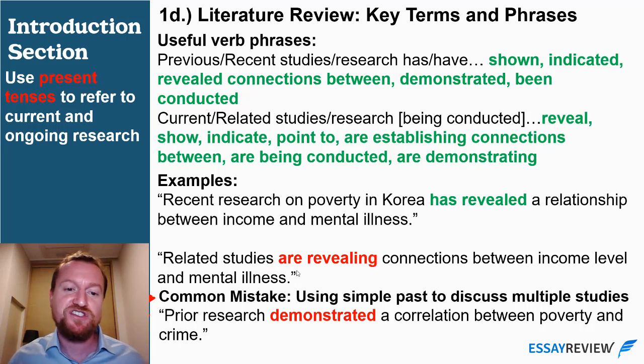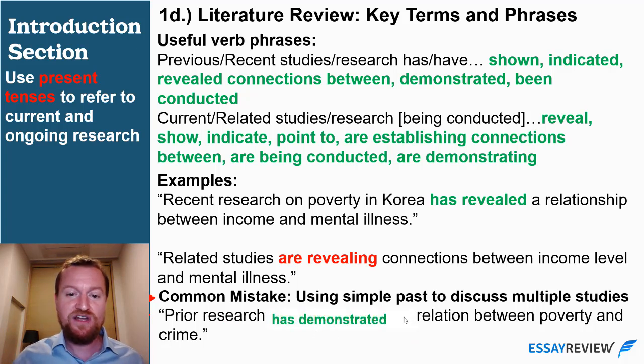It's a style decision. One common mistake the authors make is to use the simple past to discuss multiple studies. So, "Prior research demonstrated a correlation," with no citation. What should we use here instead when we don't have the specific study? Has demonstrated, right? We want to use the perfect when we don't have a specific study to refer to.